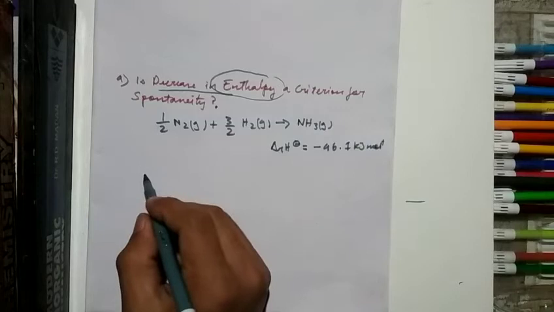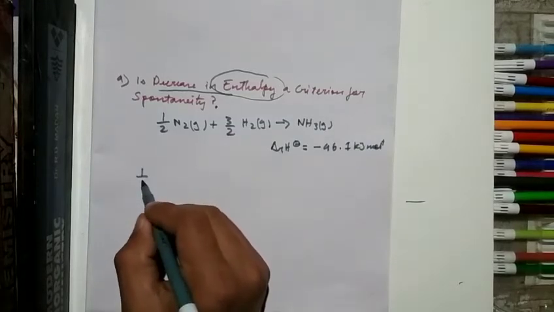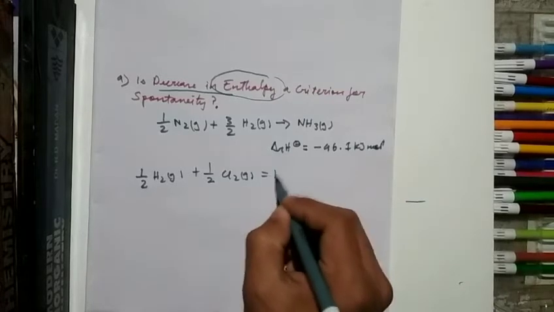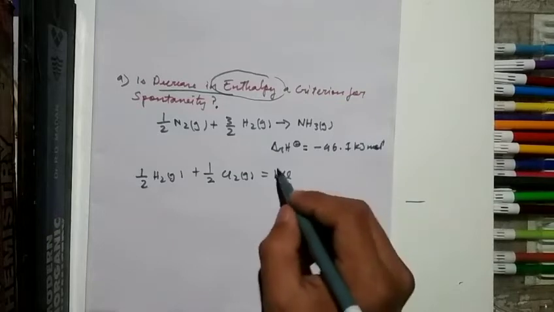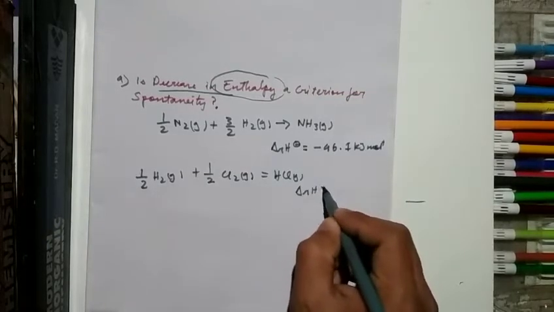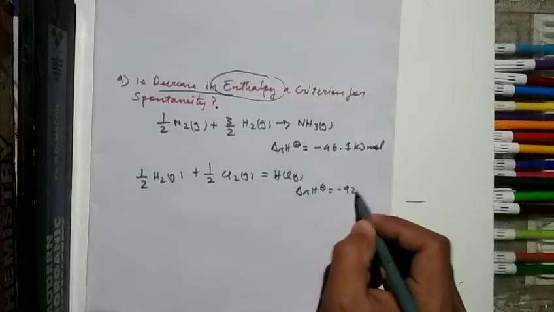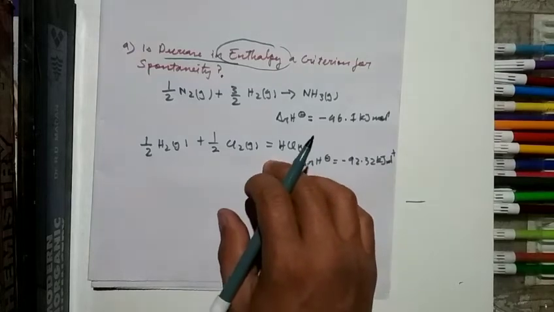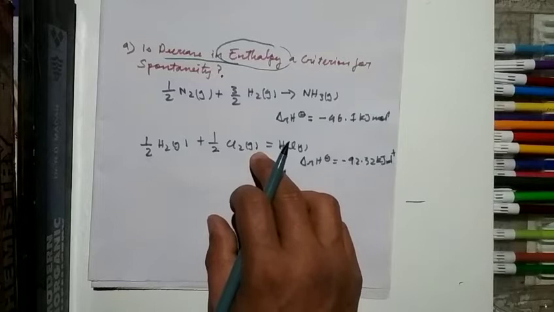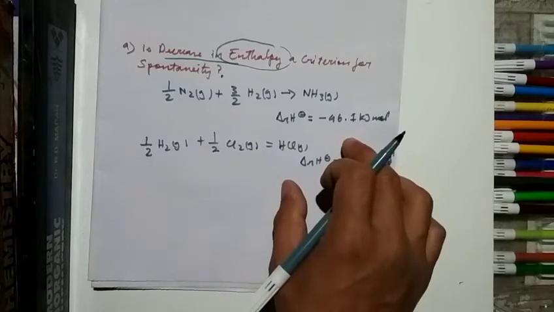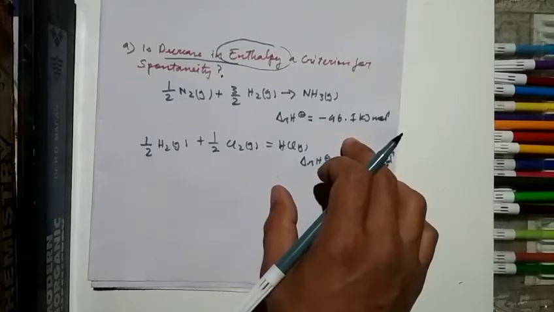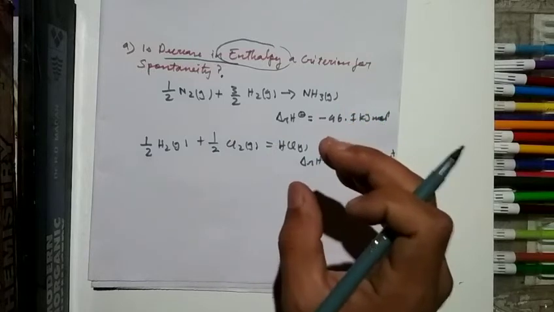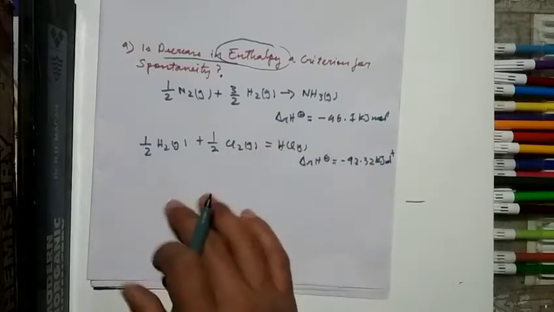Let's see another one: formation of HCl, half H2 gas plus half Cl2 gas to give 1 mole of HCl. For this one, delta rH is minus 92.32 kilojoule per mole. So in this case, the reaction is exothermic, that means heat is released. There is a decrease in enthalpy in this case, meaning heat is released.